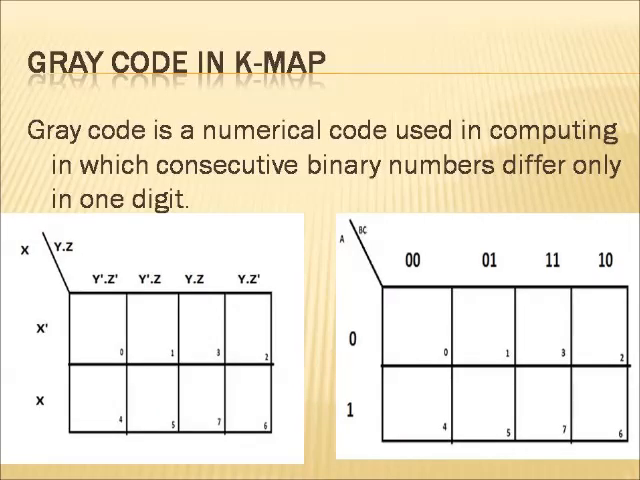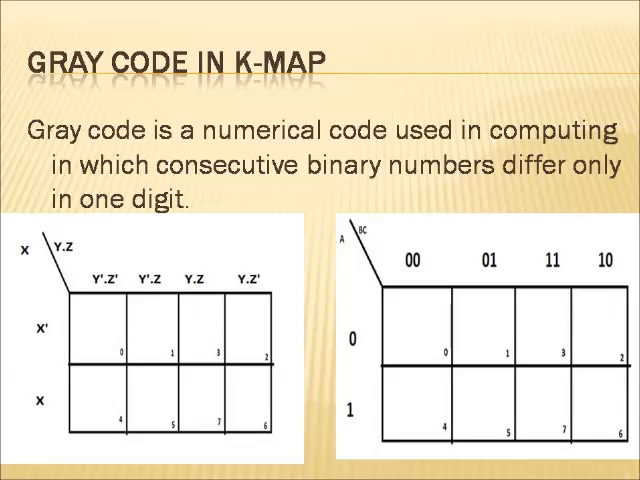Okay, so today we are going to learn a new term called gray code, right? Actually, gray code is a numerical code, as you can see. On the right hand side of the image, I'm using 0s and 1s instead of x, y, z. Please read the definition given on the screen. It is a numerical code used in computing in which consecutive binary numbers differ in only one digit. So that is the definition for the gray code.